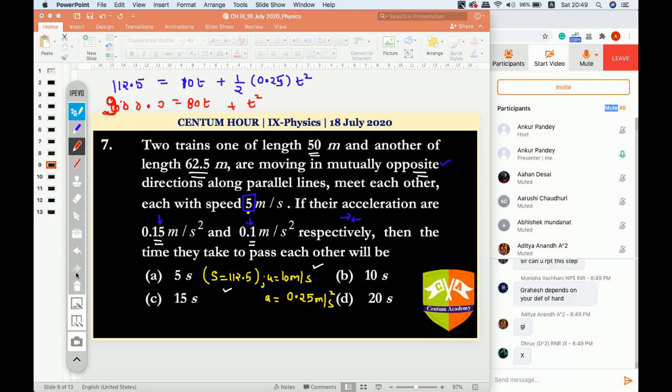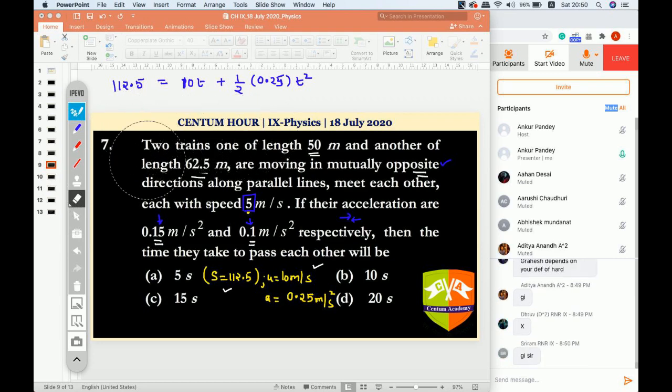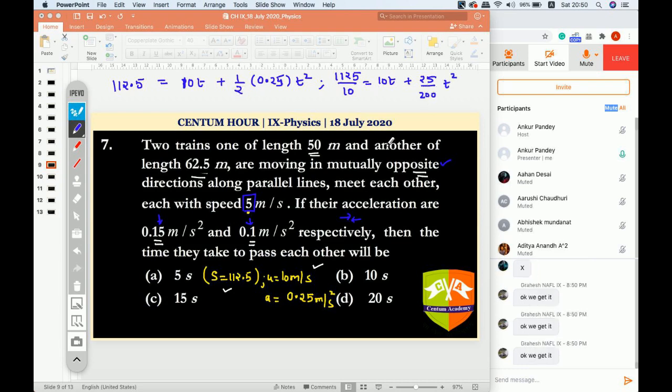Okay, good. Let's do it by conventional method. Okay, take the LCM. So you will be like 1125 by 10 equal to 10t plus 25 by 100, that is 200t square. Got it? So. Clear?